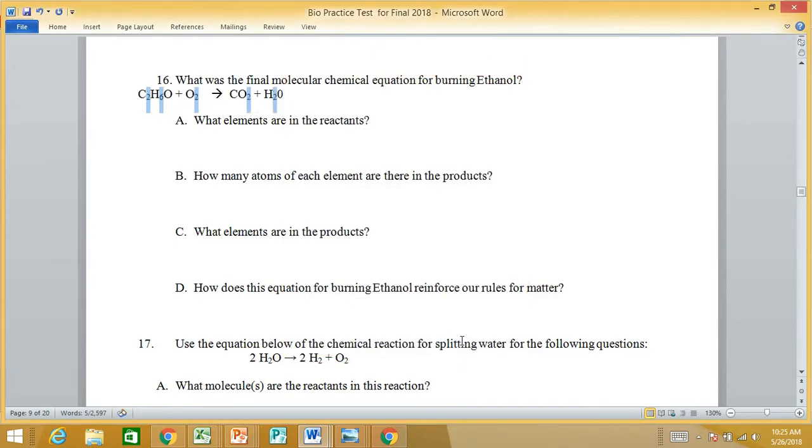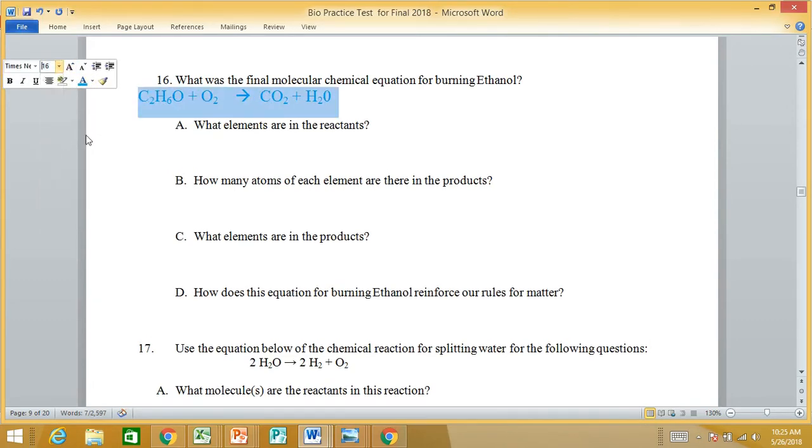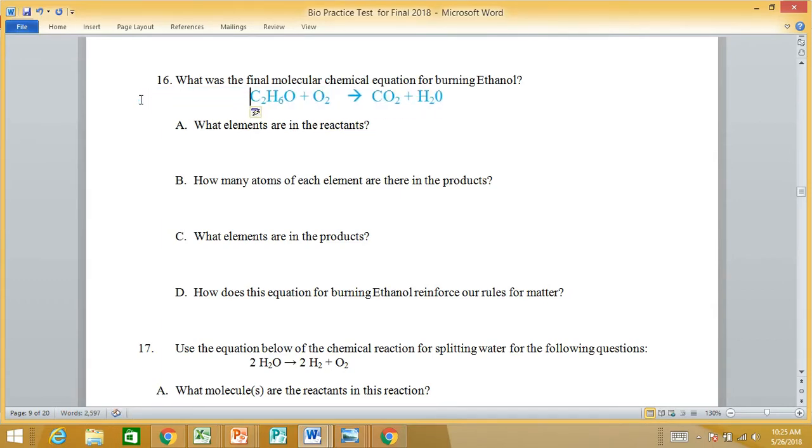Okay, now we're all good. And I'll highlight this. Make it blue, make it big, bold, beautiful. All right. Here's our final molecular equation for burning ethanol.